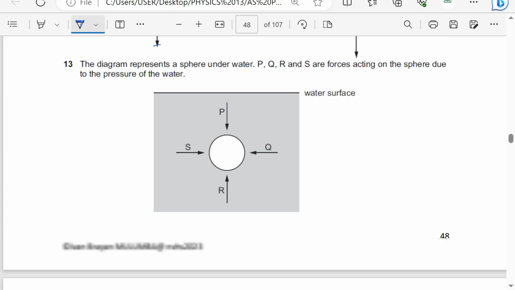The diagram represents a sphere underwater. P, Q, R, and S are forces acting on the sphere due to the pressure of the water. Okay. So the sphere is underwater.